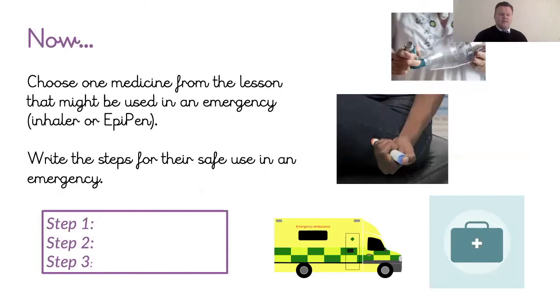Now, lastly, this is important because there may be an emergency situation where you may need to help somebody as you get older. I'd like you to choose one medicine from the lesson that might be used in an emergency. The inhaler or the EpiPen are perfect for this. Write down the steps for their safe use in an emergency. You should find the answer to these in the case study. What would be the steps for taking and using that medication properly? Because you never know, it could help somebody in an emergency.